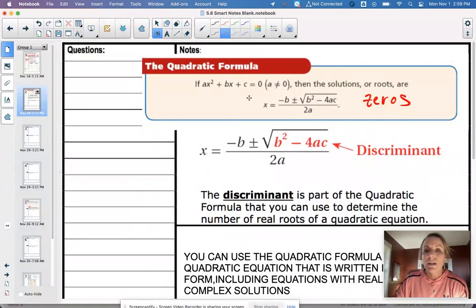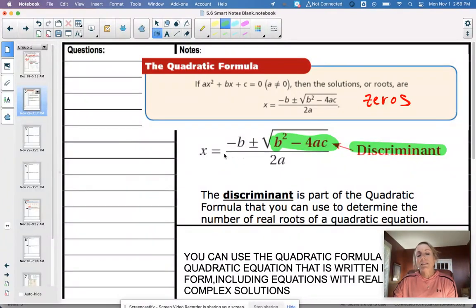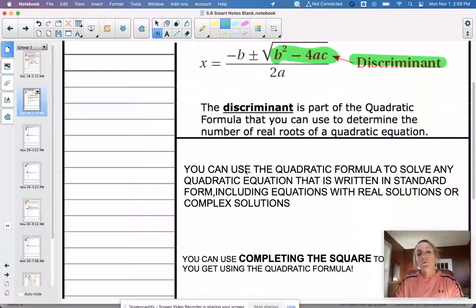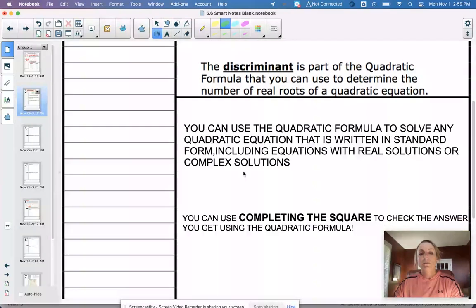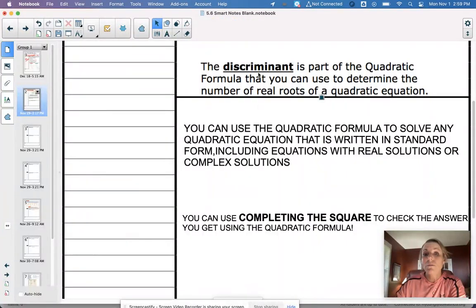And here it is. The one thing I want to point out is when they talk about the discriminant, that is just what's under the radical. So you want to memorize this. X equals negative b plus or minus the square root of b squared minus 4ac all over 2a. The discriminant is part of the quadratic formula that you can use to determine the number of real roots of a quadratic equation. Remember, when we're dealing with imaginary roots, those are non-real. So the discriminant is going to tell us the number of real roots.